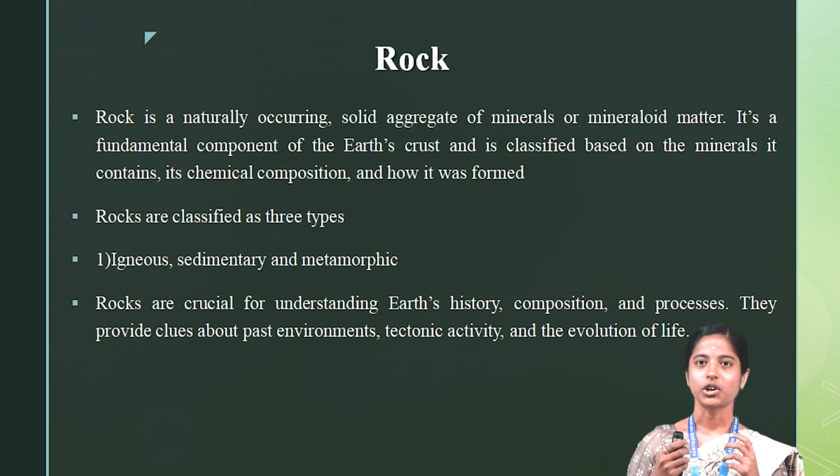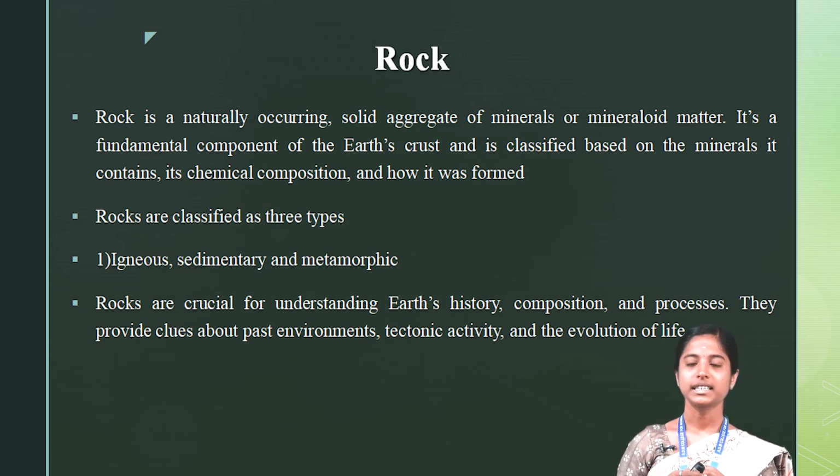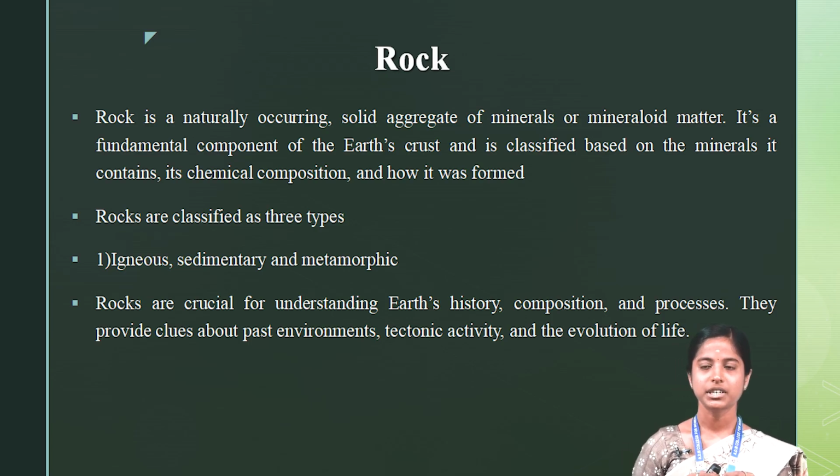Rock. First we talk about rock. Rock is a naturally occurring solid aggregate of minerals or mineraloid matter. It is a fundamental component of the Earth's crust and is classified based on the minerals it contains, its chemical composition, and how it was formed. Rocks are classified into three types: first igneous, second sedimentary, third metamorphic.